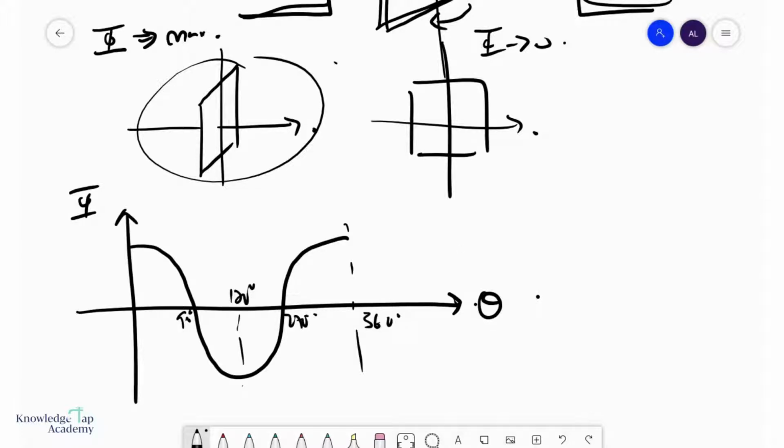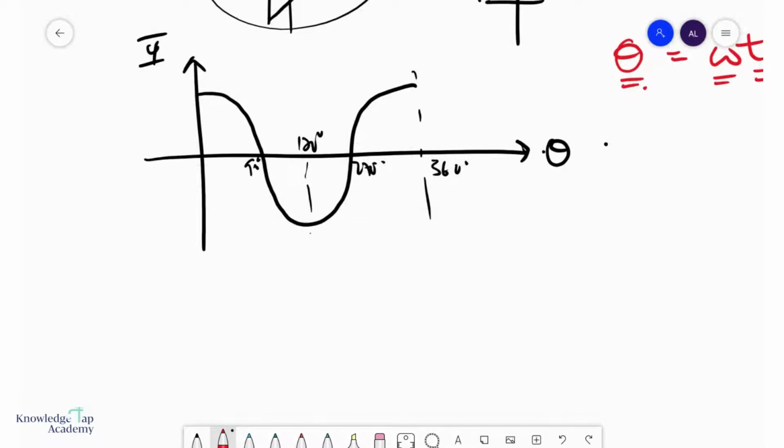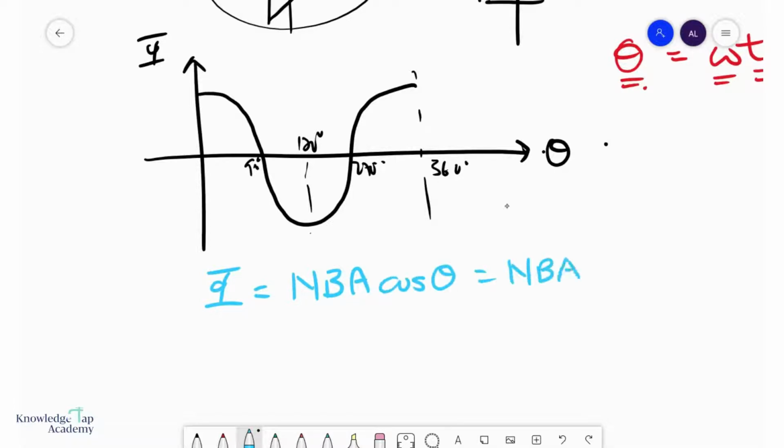What I'm going to do, I'm going to use a little trick. If this coil rotates at a constant angular velocity, then the angle that it makes with the field is going to be expressed as omega t. Right? Angular displacement is angular speed times time, if the angular speed is constant. And so, what I can express phi equals NBA cosine theta can be written as NBA cosine omega t.